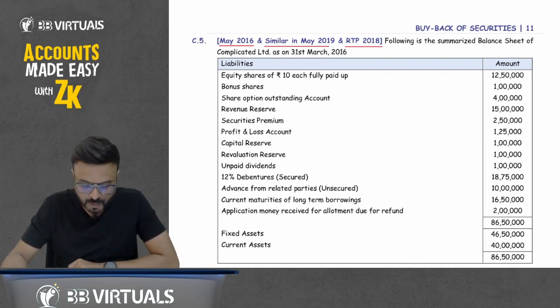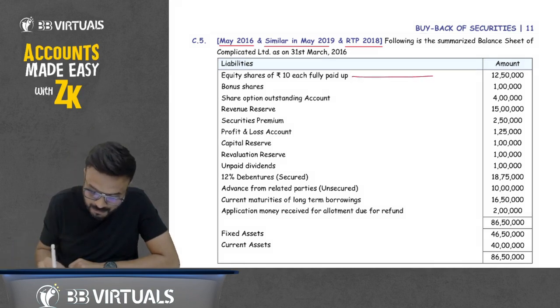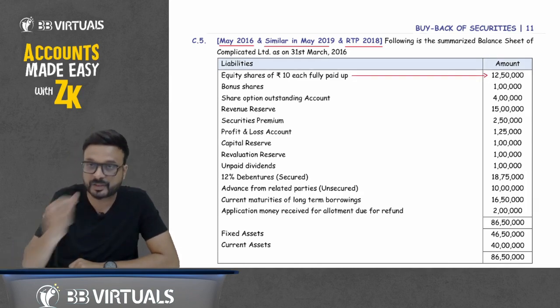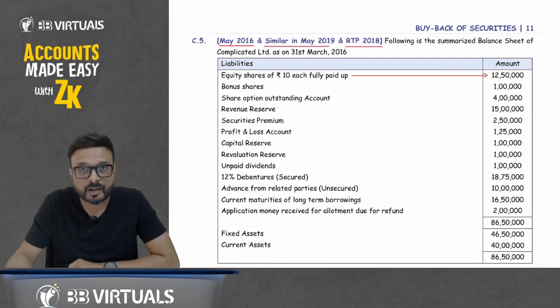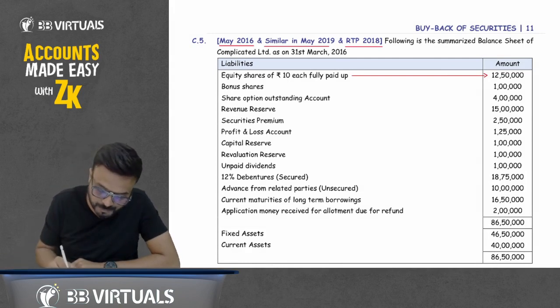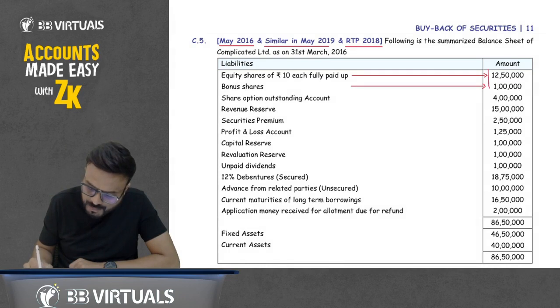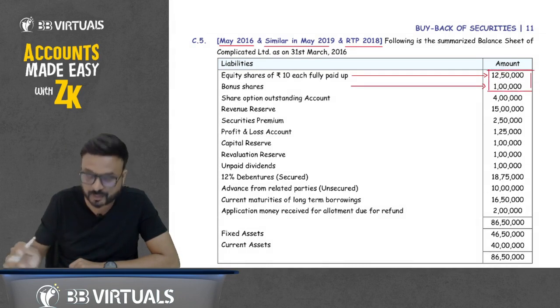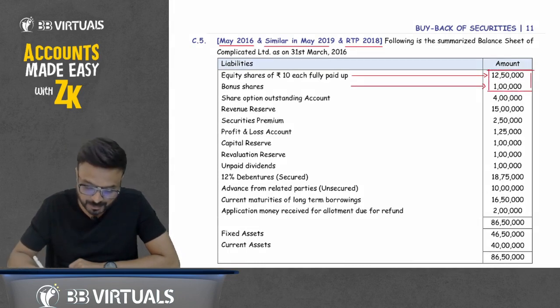Equity shares of rupees 10 each fully paid up. So equity share is of rupees how much? Of rupees 10 each fully paid up, which is 12,50,000. Now after that, bonus share. Remember, bonus shares are also equity share capital, which is given separately here.